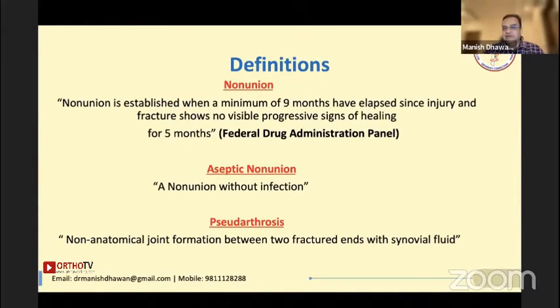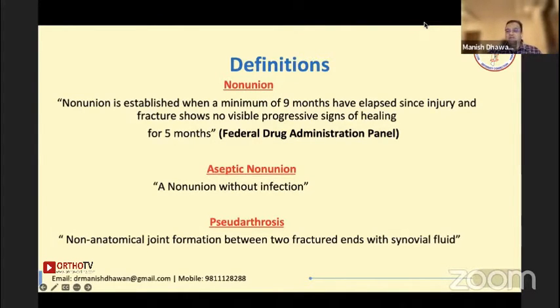Now, first the definition, which Dr. Bari has already given: non-union is established when a minimum of 9 months have elapsed since the fracture and there are no visible signs of healing progress. You also say delayed union if it is less than 5 months, and the Federal Drug Administration panel has given this definition. Now there is one term known as aseptic non-union. A non-union without infection is aseptic non-union.